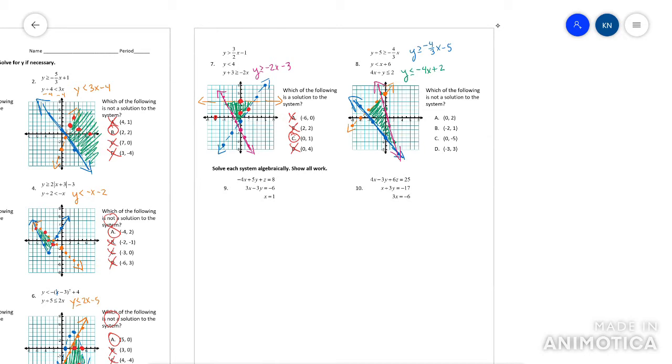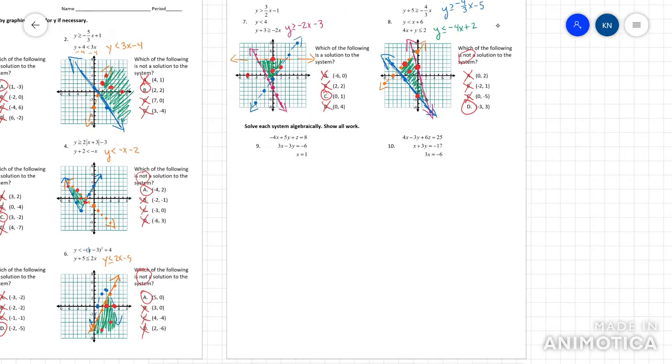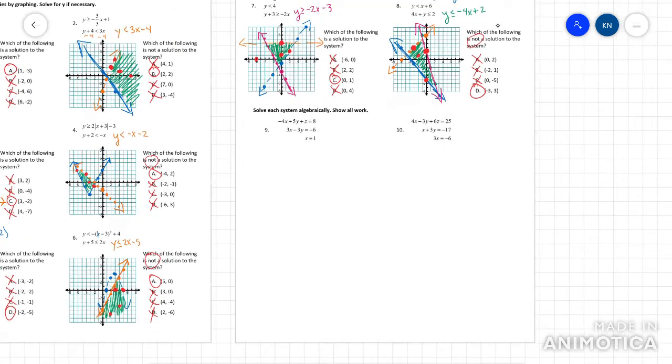All right. Which of the following is not a solution? 0, 2 is on a solid line. It is a solution. Negative 2, 1 is in the middle of that triangle. It is a solution. 0, negative 5 is on a solid line. It is a solution. Negative 3, 3 is on a dotted line. That's the one that does not belong. Okay. That is how you do graphing inequalities.